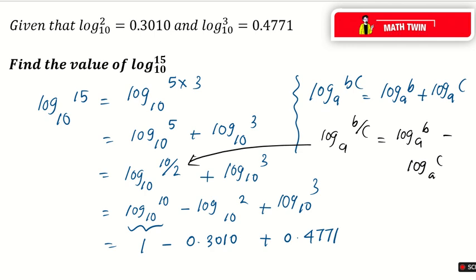Okay. Now we have 1.4771 minus 0.3010. It is equal to 1.1761. So this is the final answer.